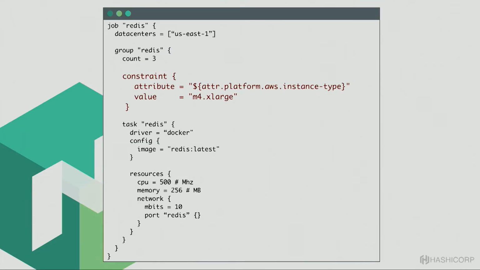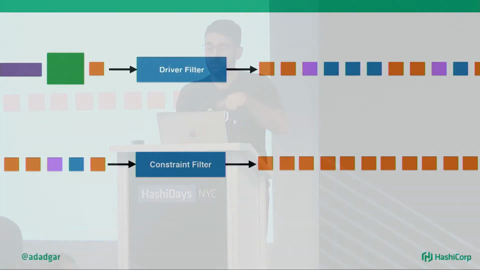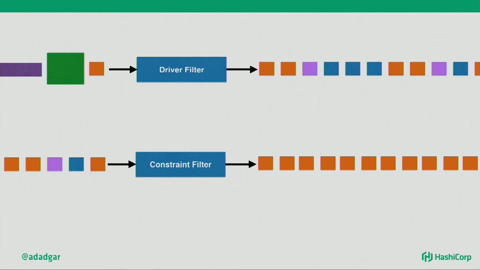Similarly for the constraint. So in this one, we're saying we only want to schedule instance types M4 extra large. So we'll instantiate a constraint filter that reads from the previous iterator, and it'll only let nodes that are M4 extra large through by examining the node metadata. So in this example, if it's only the orange nodes, now we've filtered through 3 simple iterators. We've gone from multiple data centers to just US East 1, to nodes with Docker, and to nodes that are M4 extra large, through 3 composed iterators that are pretty simple by themselves.